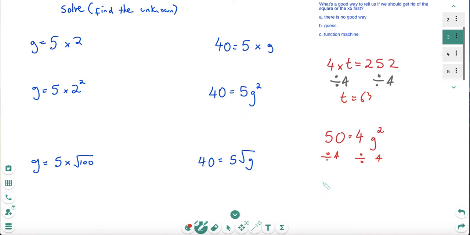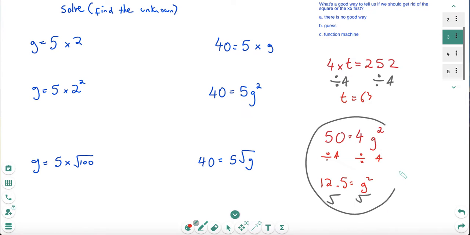50 divided by 4 is 12.5. But times 4 and divide 4 cancel out, so you're left with g squared. Now the opposite of square is square rooting. So I'm going to square root both sides. So make sure you copy my algebra template, how I work vertically. So 12.5, square root of that is 3.5. Yeah, about 3.5. And square root cancel out, you're left with g.